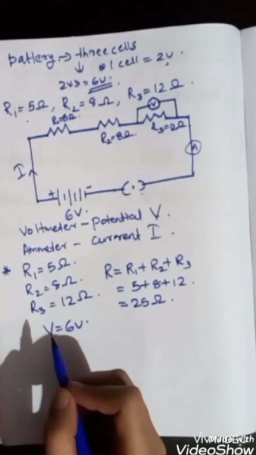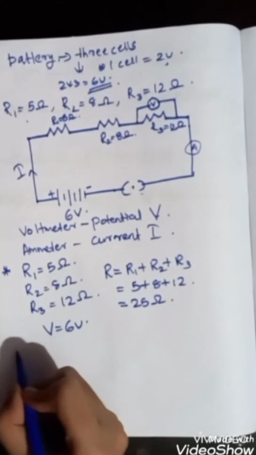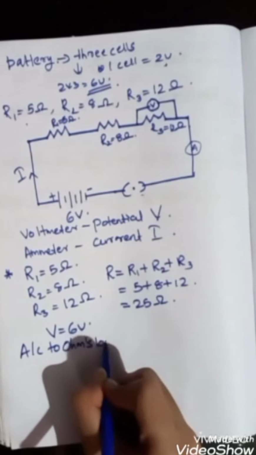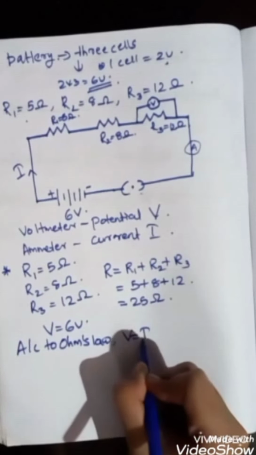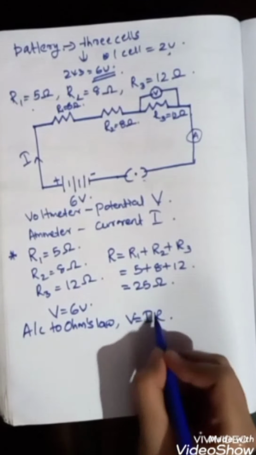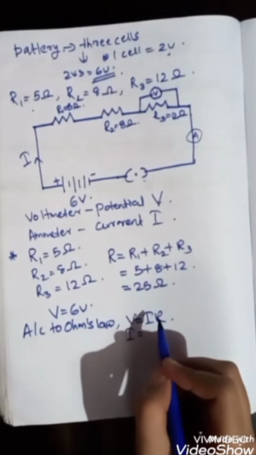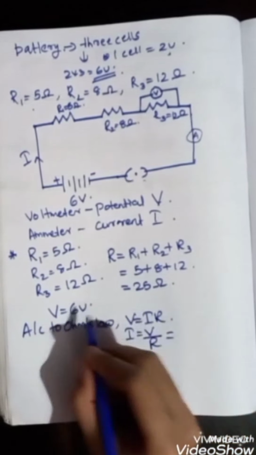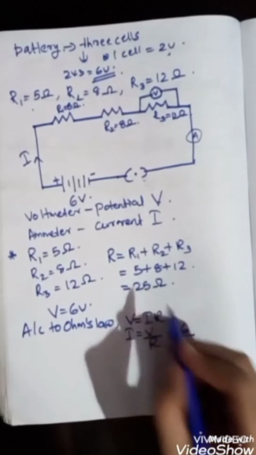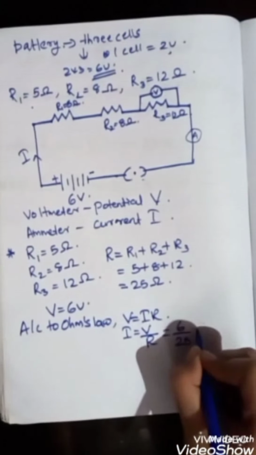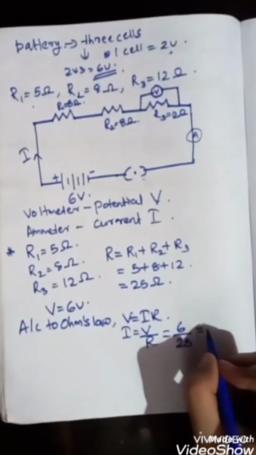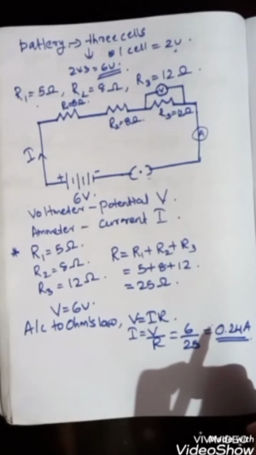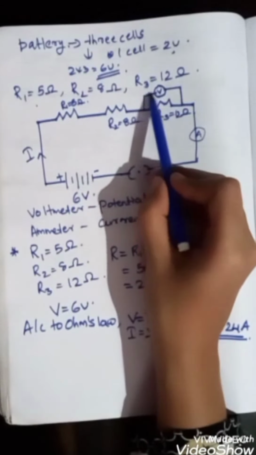We can find the current using the relation between V, I, R, that is Ohm's law. According to Ohm's law, V is equal to I into R. Here we have to find the current I, that is the ammeter reading. I is equal to V by R, V is equal to 6, R is equal to 25 ohm. 6 by 25 is approximately equal to 0.24 ampere.